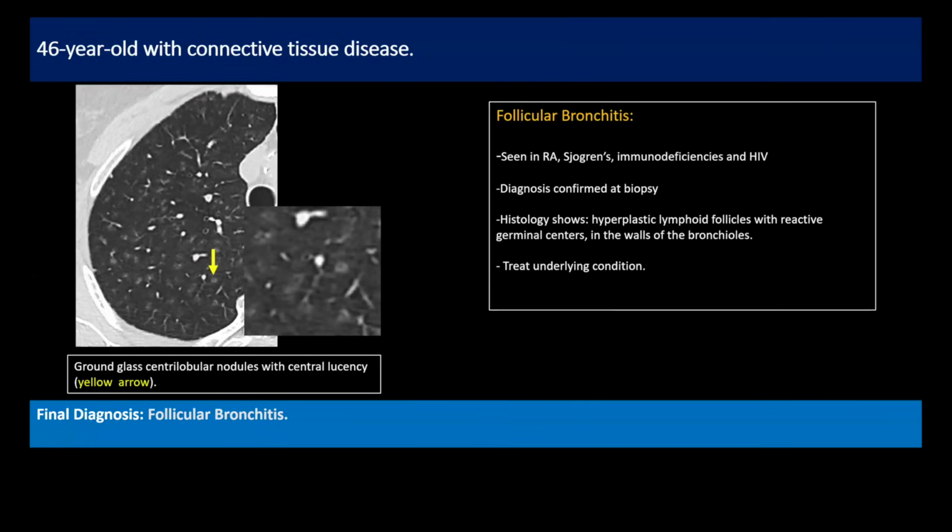We also need to remember that this is frequently seen in patients with rheumatoid arthritis and Sjogren's disease, besides immunodeficiencies and HIV. And here is a magnified image showing you the peribronchial distribution of the nodule. The diagnosis can be confirmed at biopsy. However, the CT appearance is pretty characteristic in the appropriate clinical context. At histology, one may see hyperplastic lymphoid follicles with reactive germinal centers in the walls of the bronchiole. And the treatment really consists of treating the underlying disease rather than this entity itself.